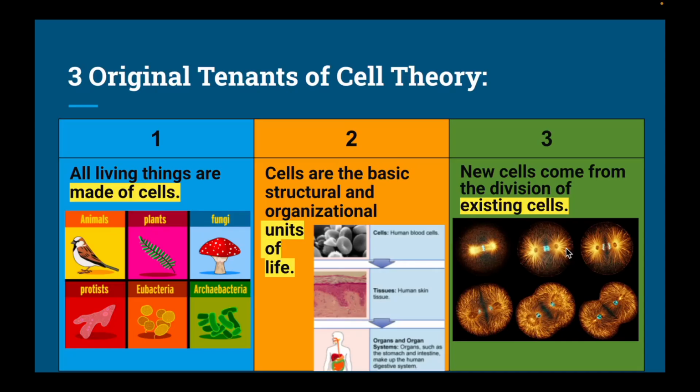We're going to learn about the theory that has been developed to explain cells. So first, all cells are living, all right? And all living things are made of cells. Cells are the basic structural and organizational units of life. If it's alive, it's made of cells. And then the third part of this theory is that new cells come from existing cells. So cells can divide to make new cells. This is how you grow.